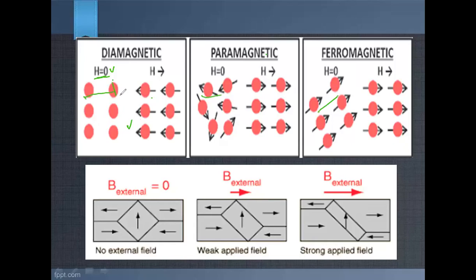What do you observe here? When the magnetic field is zero, there are completely no dipoles. You can't see any kind of dipoles or movements. But in the case of paramagnetic material, there is a dipole moment, in north and south poles, like small magnets.